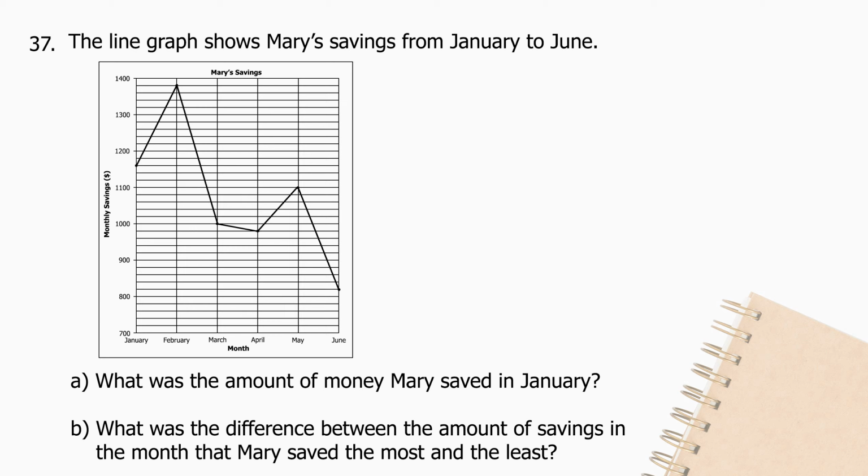Question 37. The line graph shows Mary's savings from January to June. A. What was the amount of money Mary saved in January? B. What was the difference between the amount of savings in the month that Mary saved the most and the least?